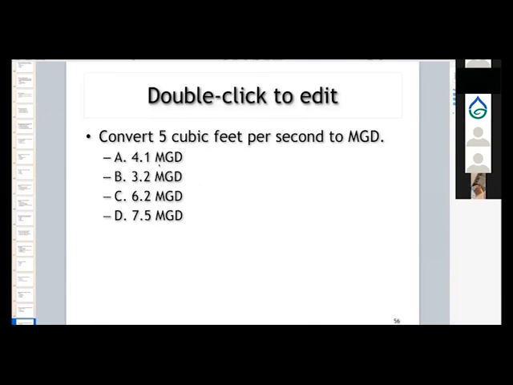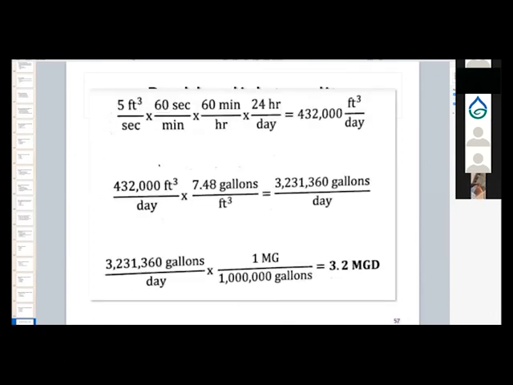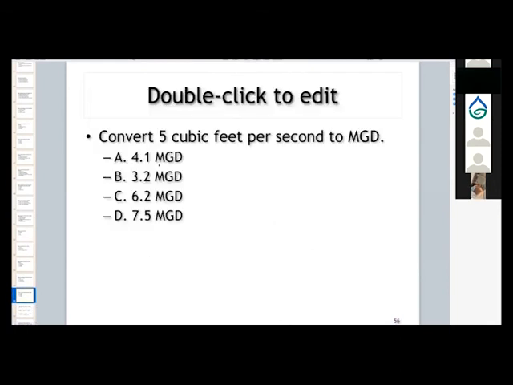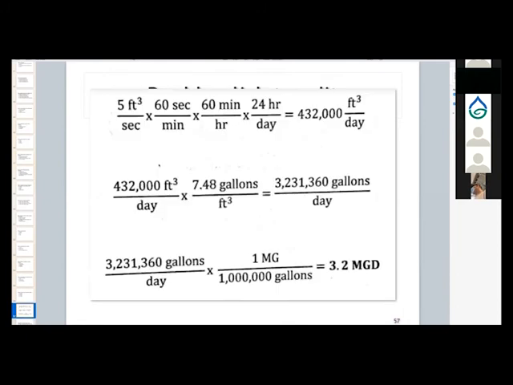Okay, here are a few math problems I wanted to go through with everyone. I know we don't have much time, but this question asks you to convert 5 cubic feet per second to MGD. I copied and pasted from the book how the math looks. The relationship here is 7.48 gallons per cubic foot.